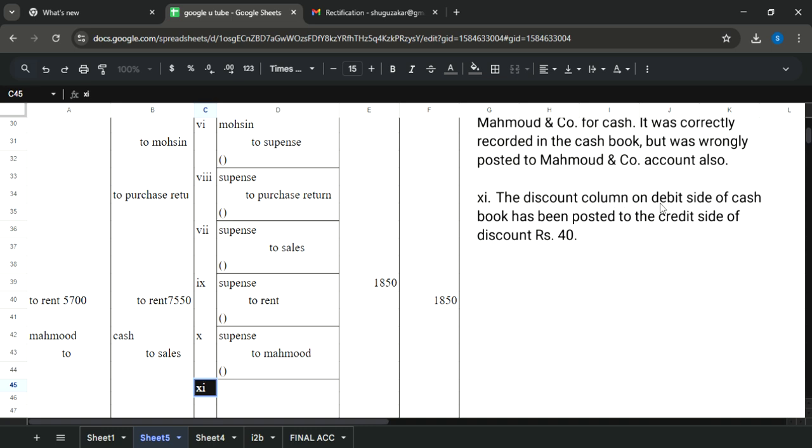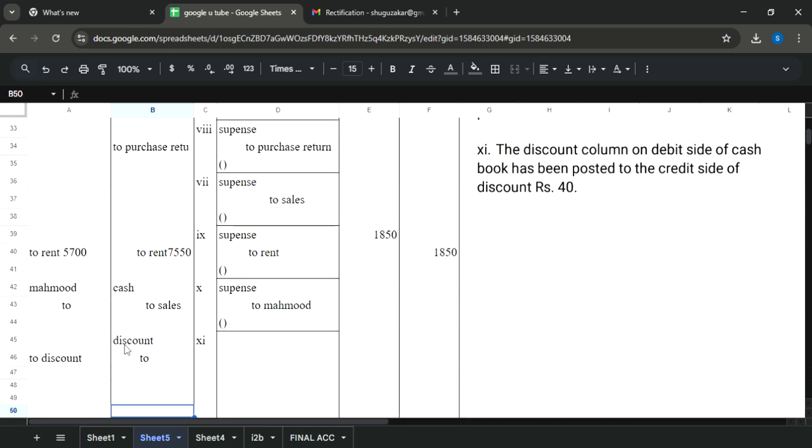Discount on debit side. Let's mention that actually it was discount to be written on debit side. What happened? Posted to the credit side of discount. So by mistake you have written discount on credit side. I'm sure that you people have understood this mistake. Instead of writing on debit side, you have written on credit side. It's double mistake, double error. Anyhow, this discount was required to be written on debit.